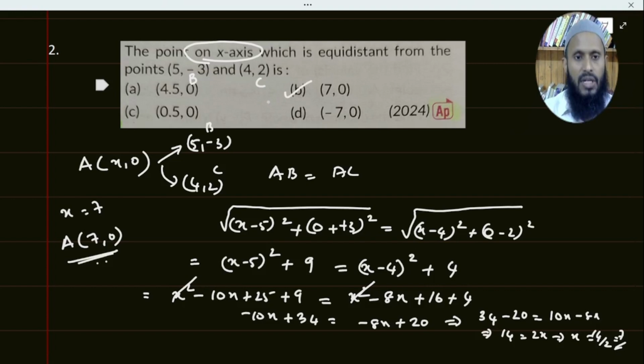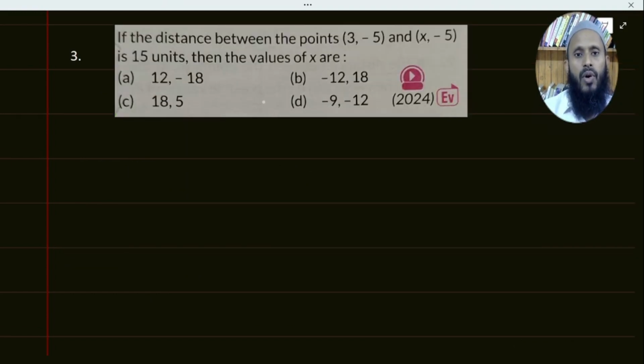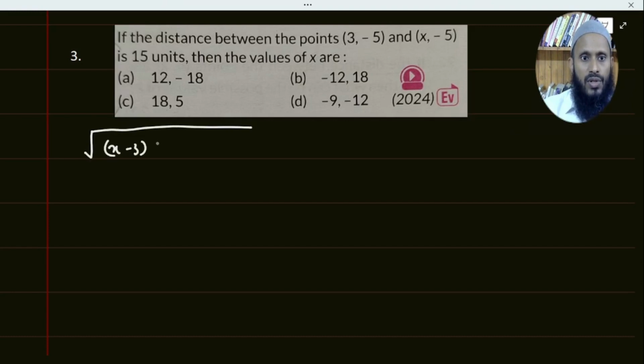Now moving to the third question. If the distance between the points (3, -5) and (x, -5) is 15 units, then the values of x are. Here again using the distance formula, they have already given the distance, so I try to find out the distance using the distance formula. So the square root of (x - 3) whole square plus (-5 - (-5)) whole square is equal to 15 as per the question.